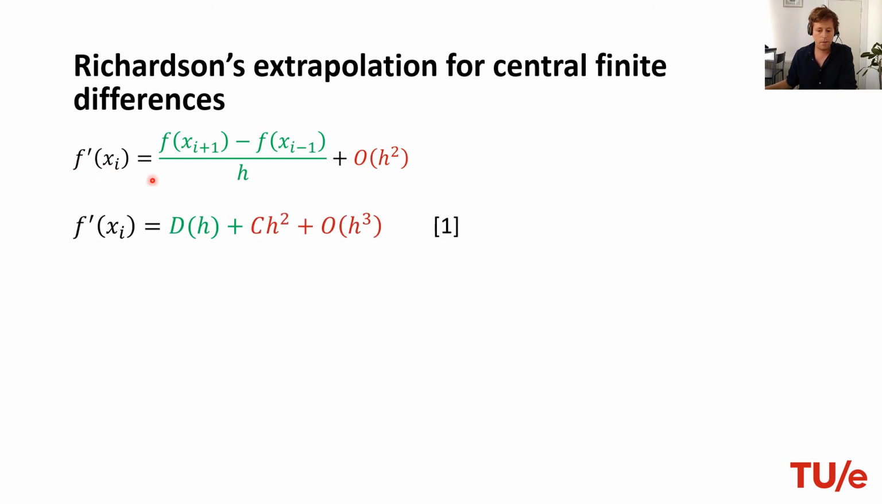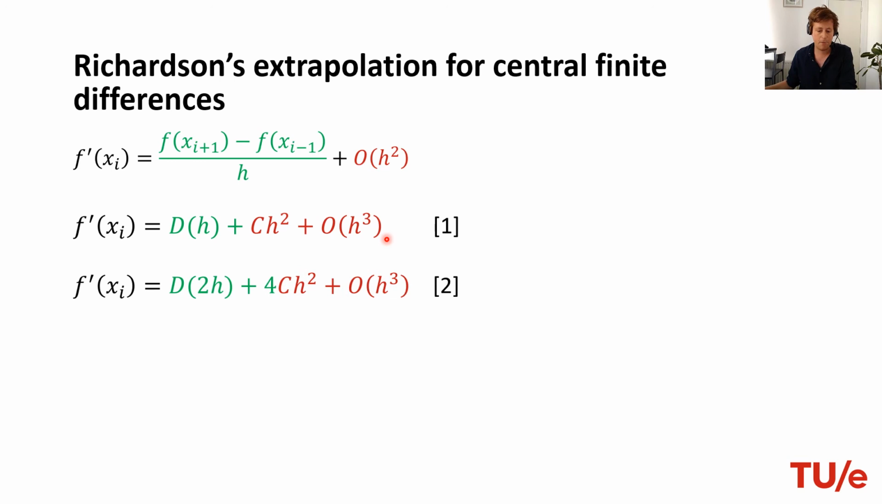Well, again, what we do is we say that this is our finite difference function D, which is a function of h, and we expand our truncation error as a constant times this leading order power of h, so a constant times h squared, plus something of order h cubed. So that's our first step.